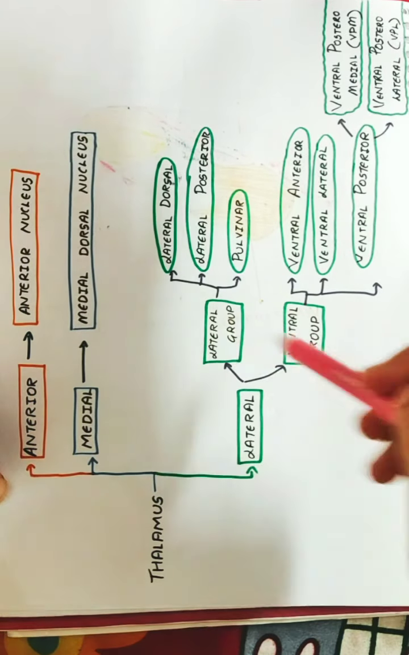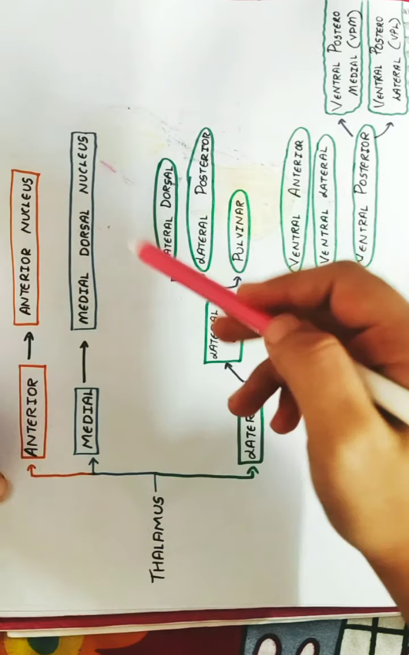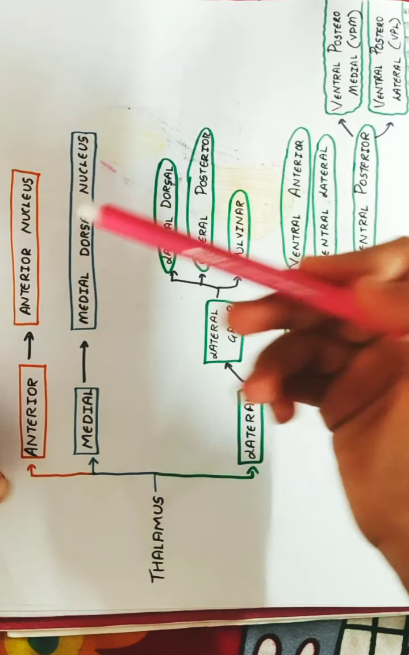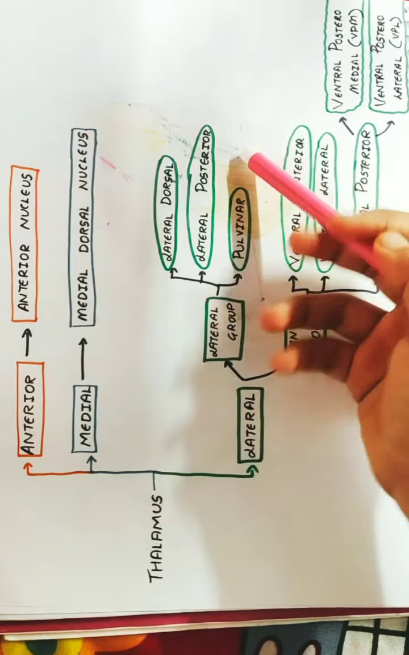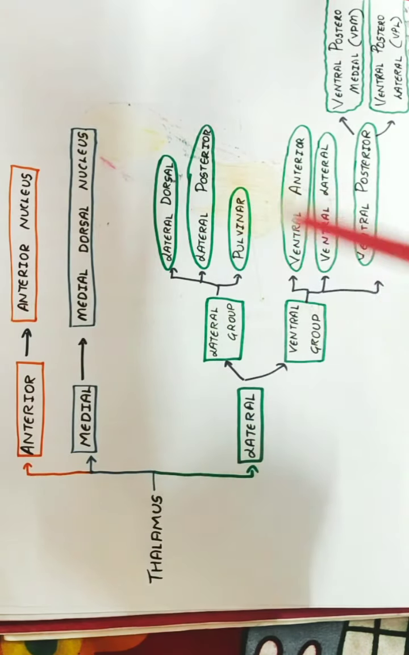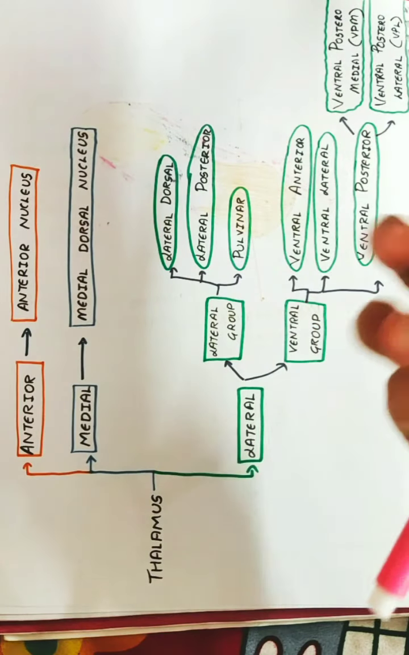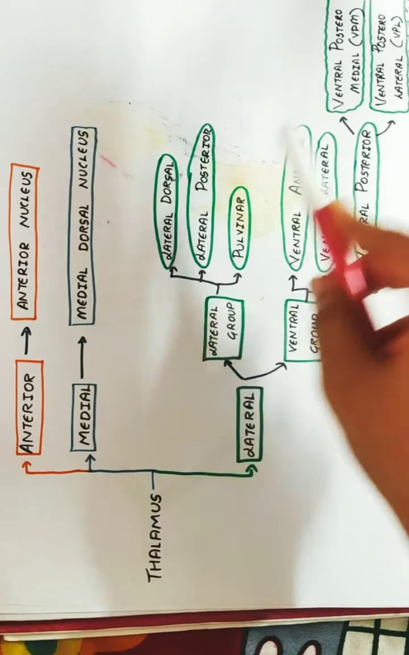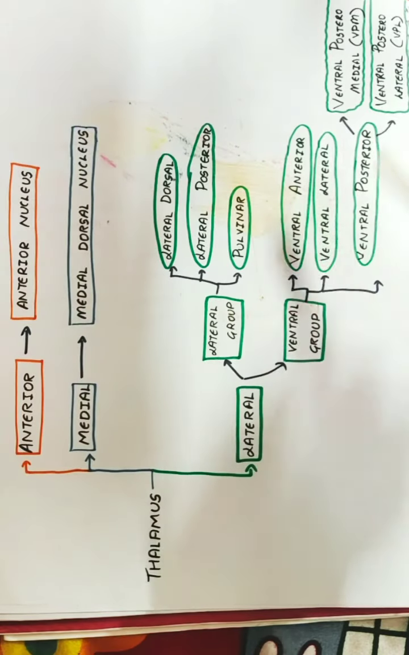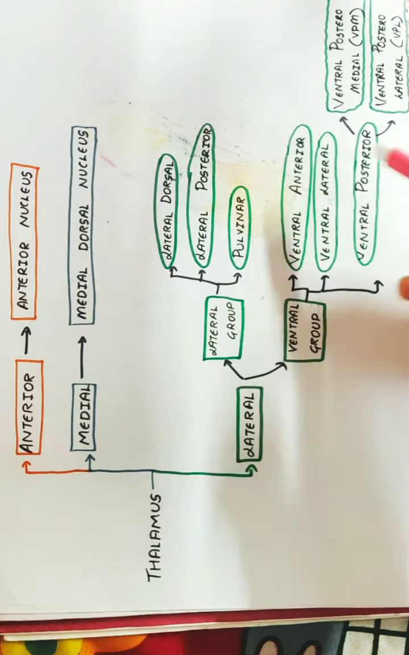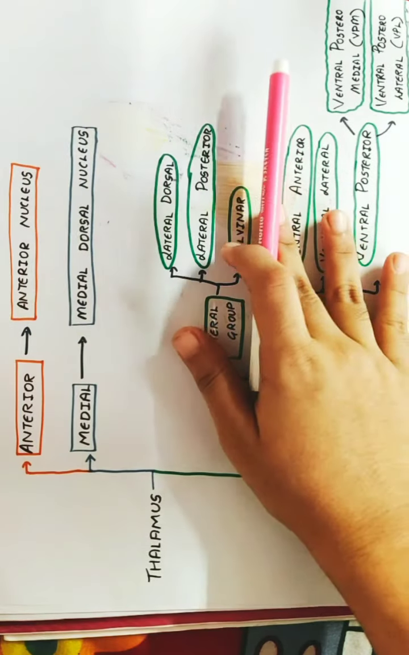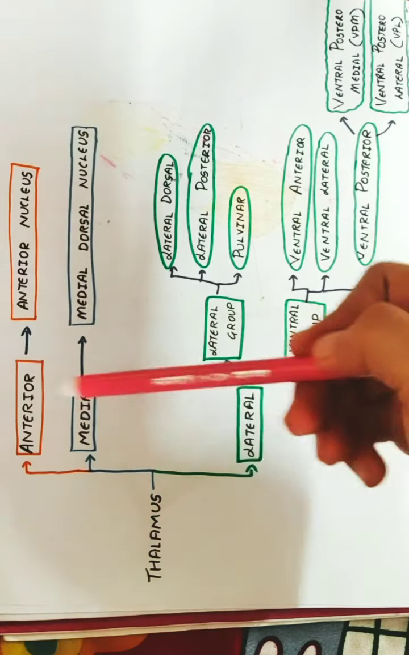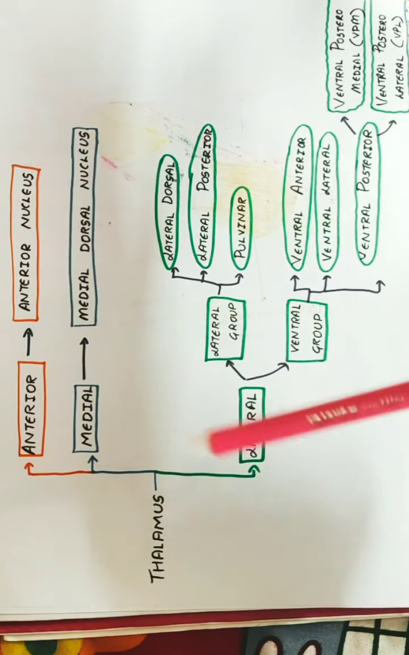Lateral group and ventral group. In the lateral group, there are three nuclei: lateral dorsal or lateral anterior, where dorsal and anterior mean the same, the lateral posterior nucleus, and the pulvinar nucleus. In the ventral group, we have three nuclei: ventral anterior nucleus, ventrolateral nucleus, and ventroposterior nucleus. Further, the ventral posterior nucleus is divided into two parts: ventroposterior medial nucleus and ventroposterior lateral nucleus. This was the classification of the thalamus. In the thalamus, there are three main divisions: anterior, medial, lateral.